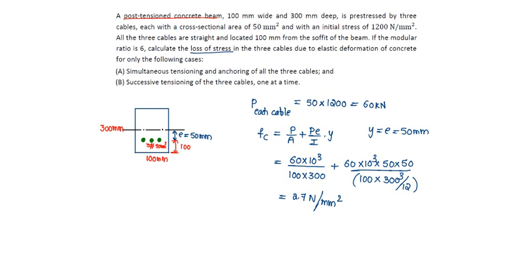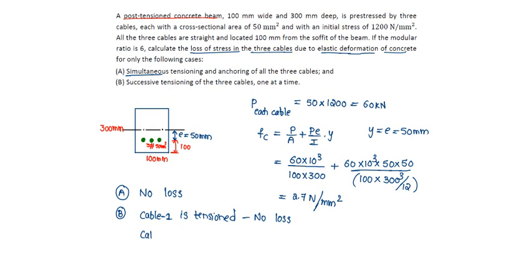We need to find the loss of stress in the 3 cables due to elastic deformation of concrete. First is while simultaneous tensioning, there will be no loss due to elastic deformation of concrete, so no loss. Whereas while successively tensioning, when cable 1 is tensioned, no loss, but when cable 2 is tensioned, there will be a loss in cable 1.